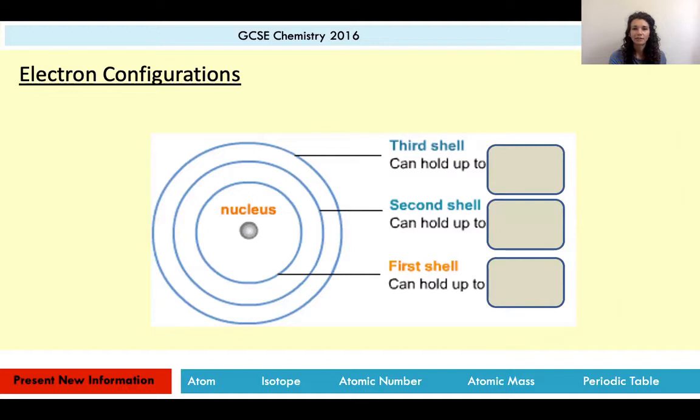Okay, electron shells. So what I'd like you to do is try and remember how many electrons the first shell can hold and how many the second and the third shells can hold. So pause the video. You can have a go if you want at sketching out this little diagram of an atom and drawing X's to show how many electrons can be held in each shell.